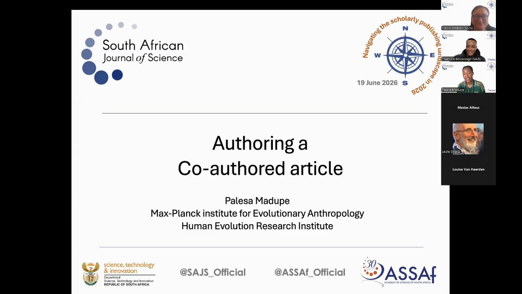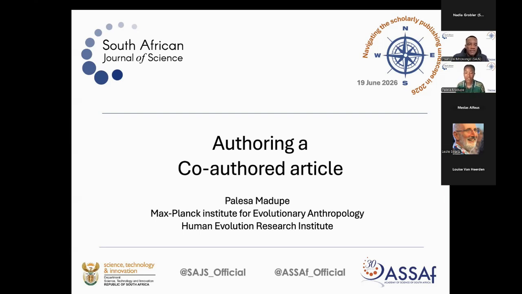So let me start off by thanking the South African Journal of Science and other stakeholders who organized this workshop and inviting me to give a talk about how to author a co-authored article. Disclaimer, I've never given a talk like this before. I mostly give talks around my work and lectures on the research in my field. So this is going to be a little bit choppy in some parts, but I hope some of the points that I do mention are helpful. If you don't find them helpful, that is okay.